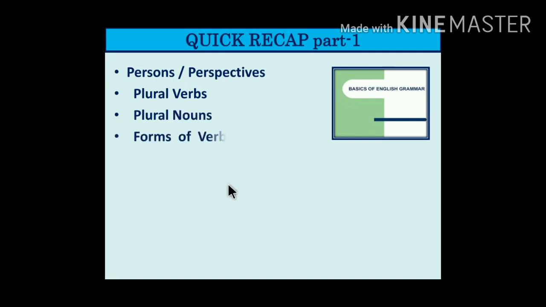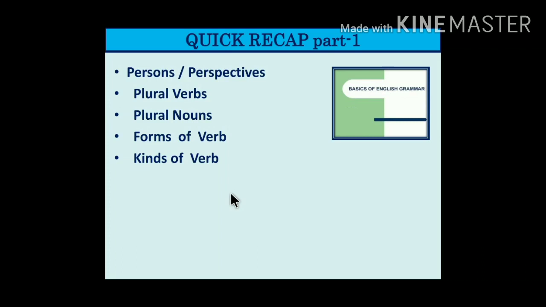Now, first a quick recap of part 1. In part 1 we dealt with perspectives of person: first person, second person, third person. Then we talked about pluralizing the verbs, wherein we said that verbs are pluralized by removing the s or es, exactly the contradictory formula to the one we use for nouns. For nouns, we add the s or es to pluralize the noun. Then we talked about pluralizing the nouns. Then it was forms of verbs. It's not the perspectives, it's the forms of verbs: V1, V2, V3.